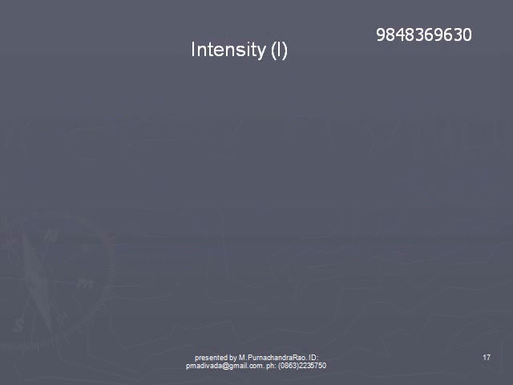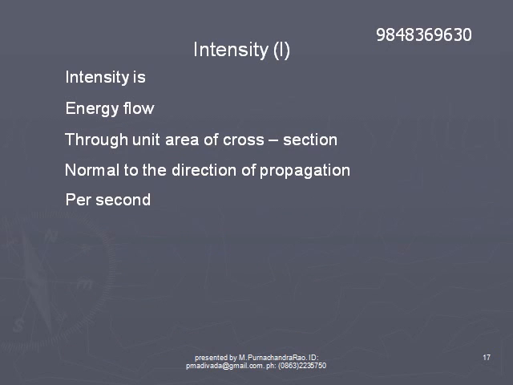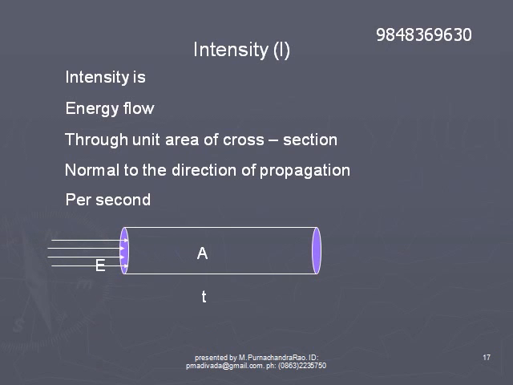Intensity. Intensity is defined as the energy flow through unit area of cross section. This cross section should be normal to the direction of propagation, and the energy flow per second is defined as the intensity. Energy flow per second through unit area of cross section which is normal to the direction of propagation is termed as the intensity.